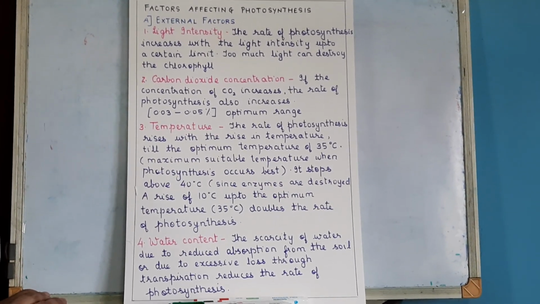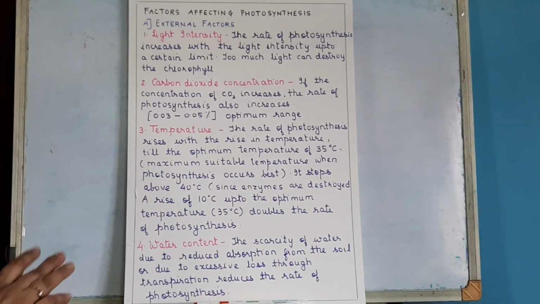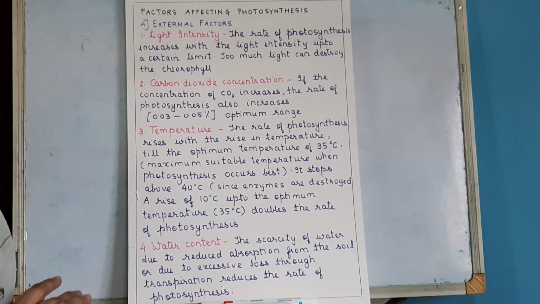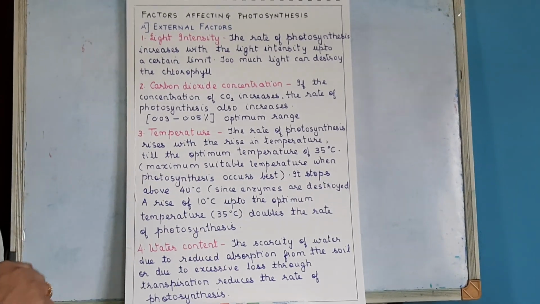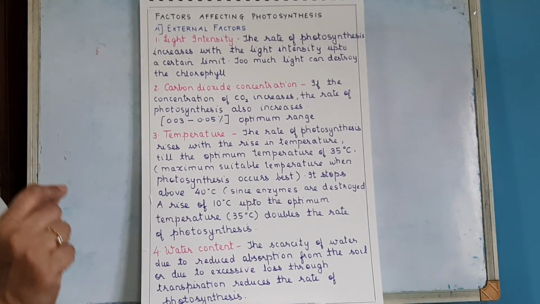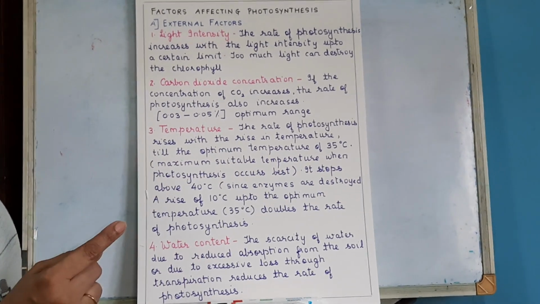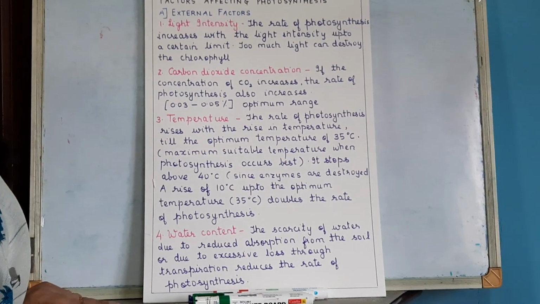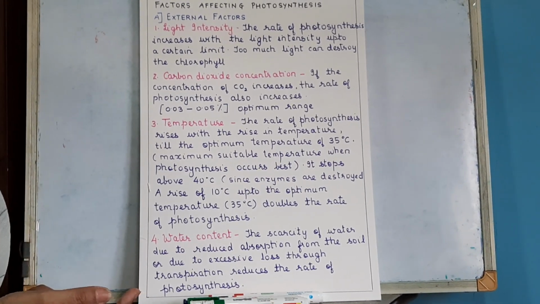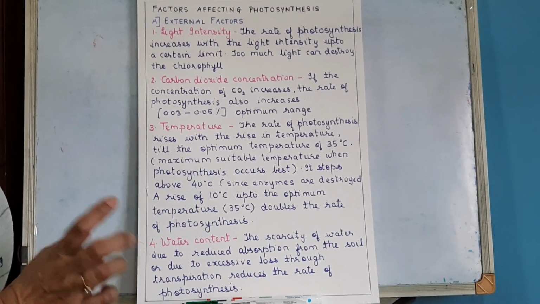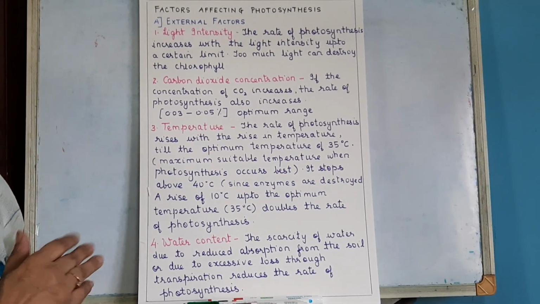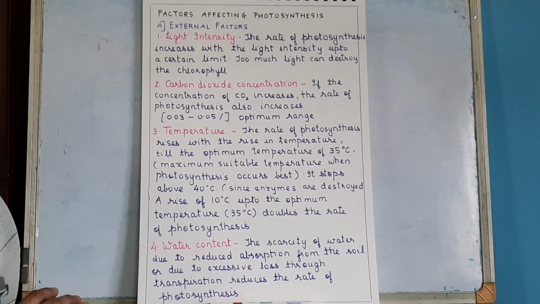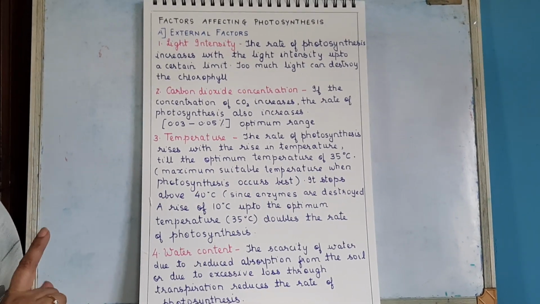Now for every 10 degree rise in temperature, the rate of photosynthesis doubles only up till the optimum temperature, meaning if you increase the temperature from say 5 degrees Celsius to 15 degrees Celsius, the rate of photosynthesis will double. Now from 15, if you increase it again by 10 degrees to 25, then also it will double. Till 35 this is true, but beyond that if you try to increase the temperature, the rate will not double. So the temperature aspect is very important.